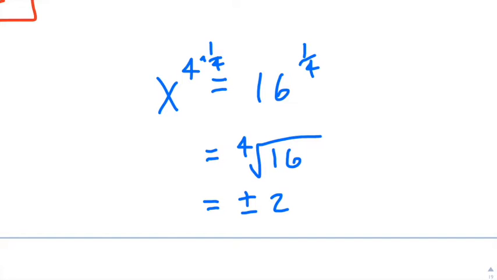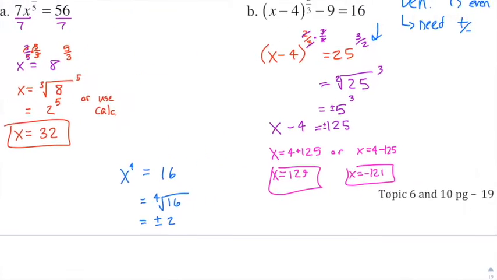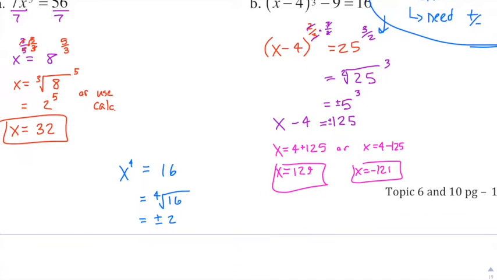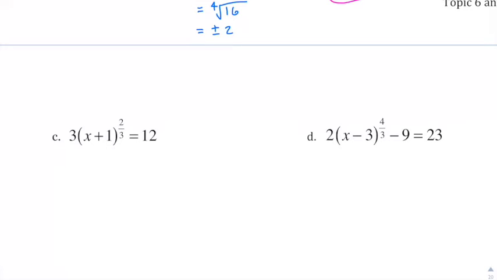There's two different numbers. If you go back to x to the fourth, we could have 2 times 2 times 2 times 2 and get us 16. Or we can do negative 2 times negative 2 times negative 2 times negative 2 and also get us 16 right there. So whenever your denominator is even, then that is when you do the plus or minus symbol. So whenever you raise both sides to the reciprocal and that denominator of the reciprocal is even, plus or minus both sides. Okay, let's try out another one here.